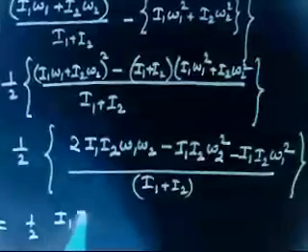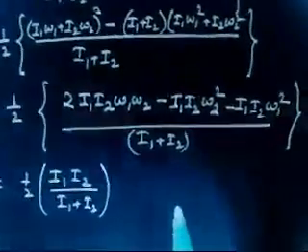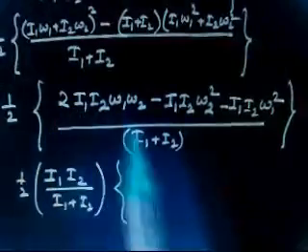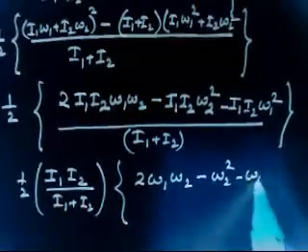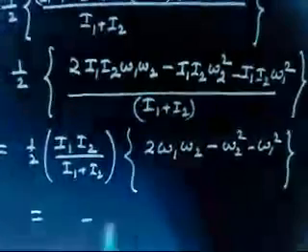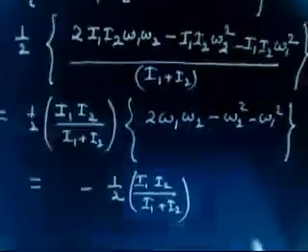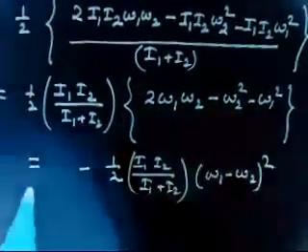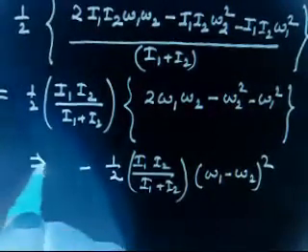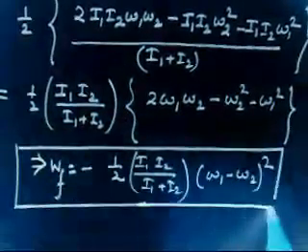Are you getting? Now if I take I1 I2 common, so I will have half I1 I2 common, divided by I1 plus I2. This is equal to, now we will have 2 omega 1 omega 2 minus omega 2 whole square minus omega 1 whole square. Now if I take minus sign also common, so I will have minus half I1 I2 divided by I1 plus I2, and this is nothing but (omega 1 minus omega 2) whole square. So this is the work performed by the friction. Are you getting? So let us say this is work performed by friction forces. Now important point, you see the final expression is coming out to be negative.